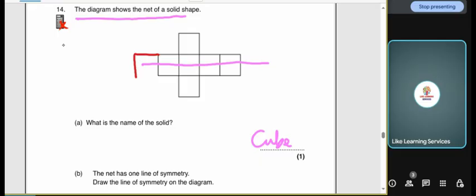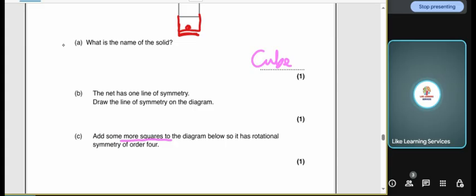Let's add this and see. Add this and add this. It will have 4. We just need 3 to make it have 4. Do you understand? Do you agree with me? With these additional 3 squares, 1, 2, 3, it will have order 4 rotational symmetry.